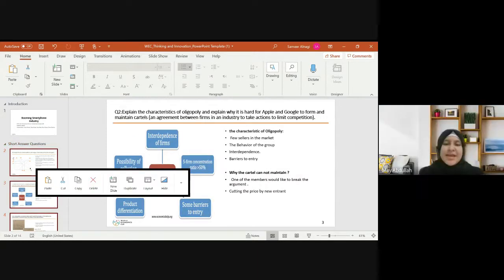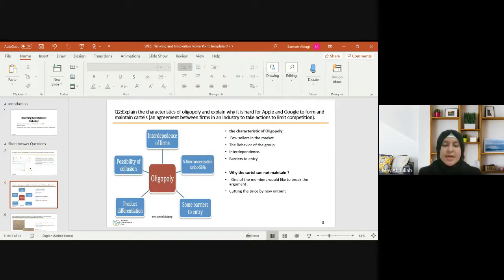It's me, May. Today I'll talk about the characteristics of oligopoly. The first one is that we have few sellers in the market. There are just several sellers who control all or most of the sales in the industry. The second one is the behavior of the group. Each firm knows that its action will have some effect on the other firms in the group.